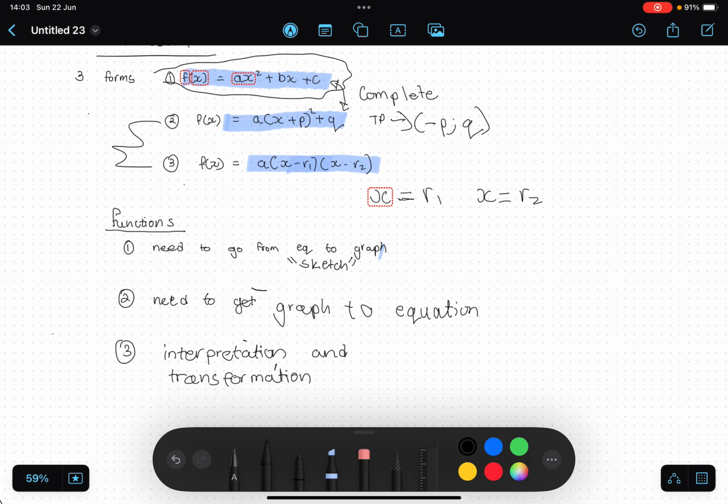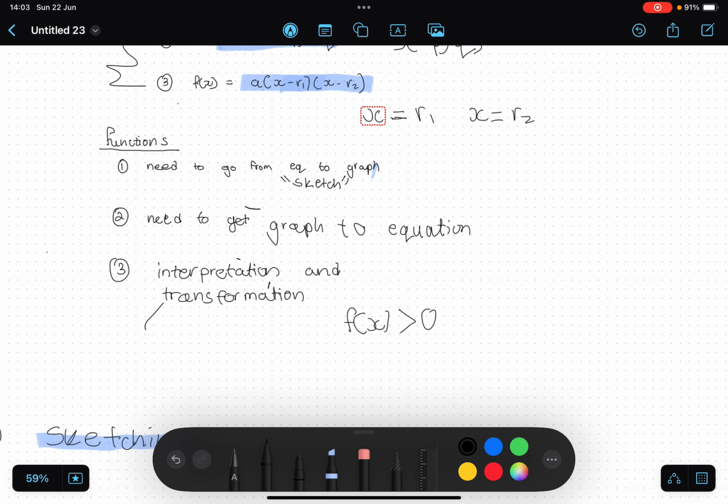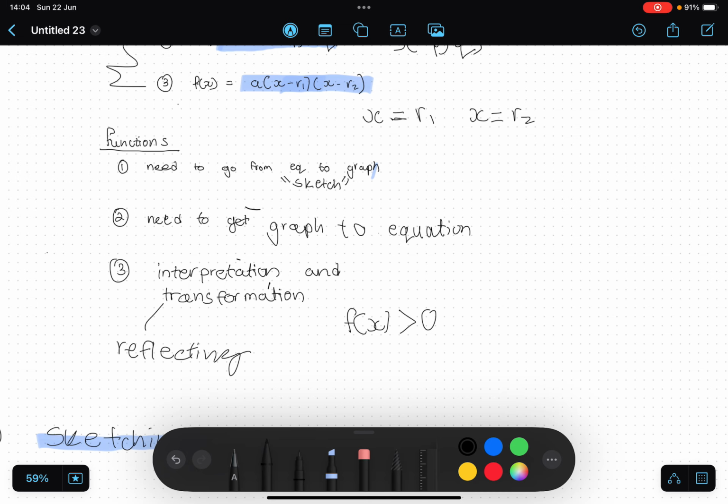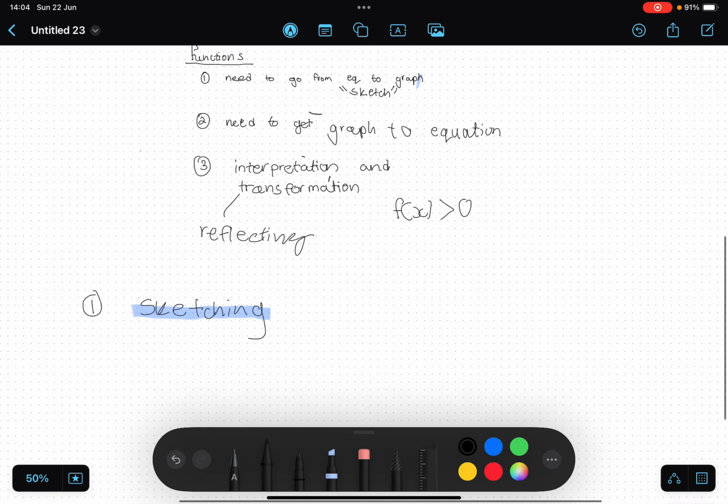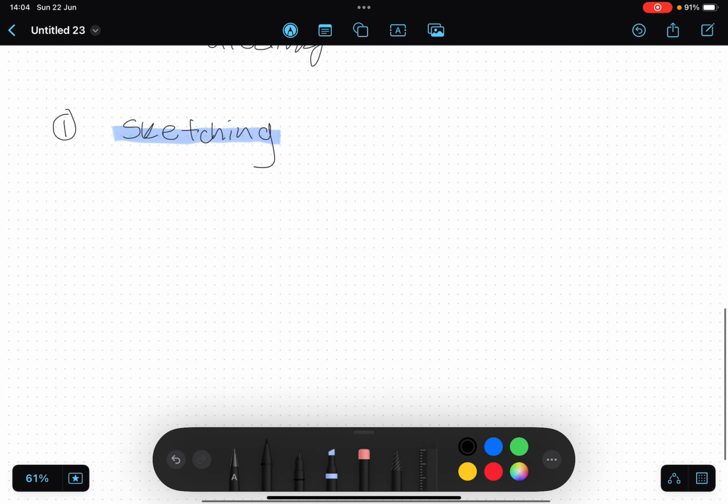So we're going to look at how we can interpret these graphs and when the function is greater or less than 0, or we're going to look at, so when you have like this situation where it's like that, or we're going to look at also transformation where we are reflecting a parabola, okay, or shifting the parabola, okay. So let's start with the first one, sketching.